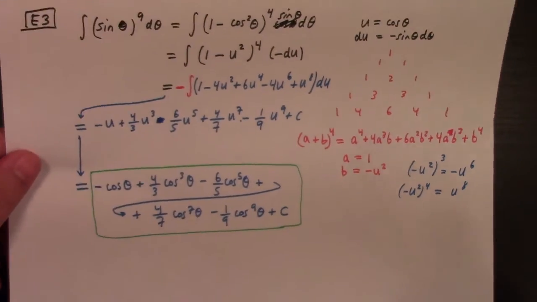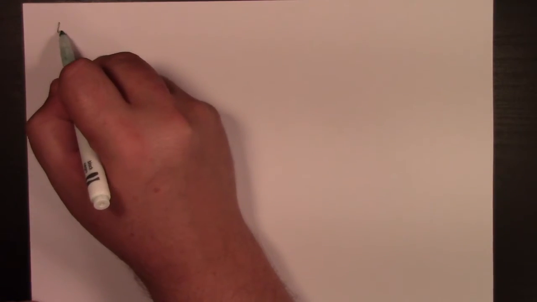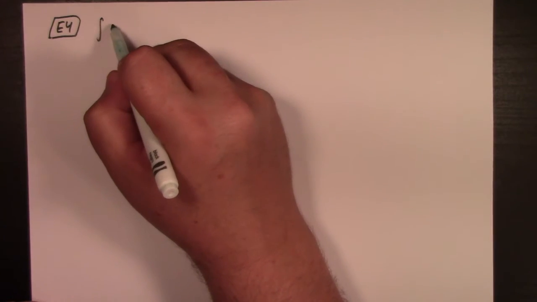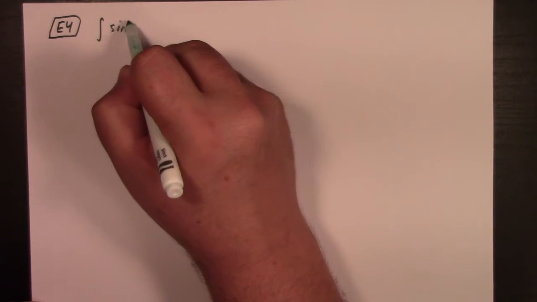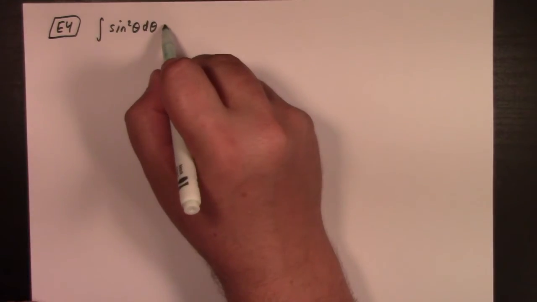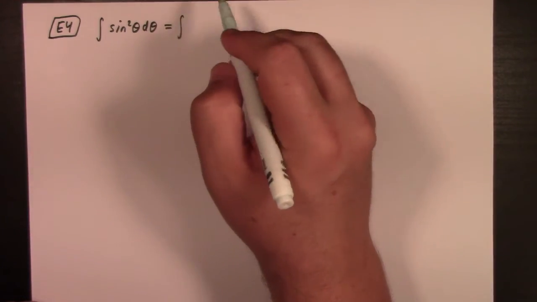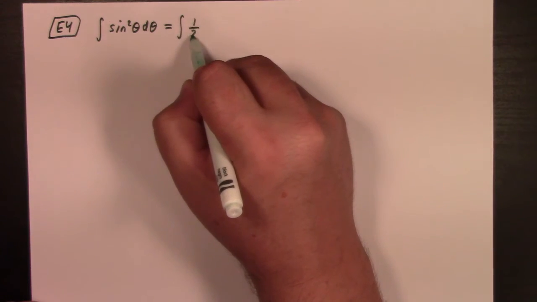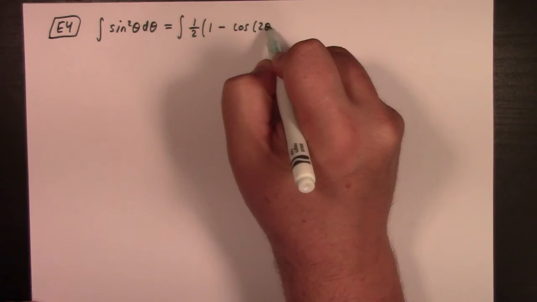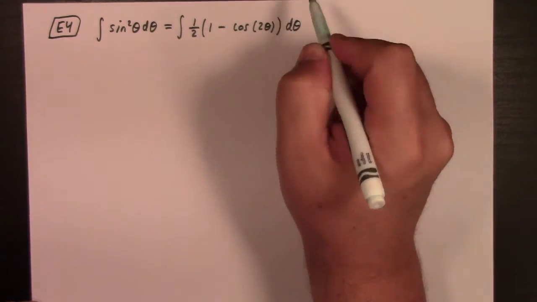What about even powers of sine and cosine, right? Even powers. So, example 4. First of all, the integral of sine squared theta d theta. Well, here you've got to know these half angle formulas, right? This is the integral of 1/2 times 1 minus the cosine of 2 theta d theta. I'll start again here in a minute.